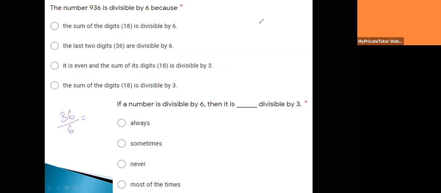Okay, so I got an answer in the chat. Just a moment. Need to open the chat. Yeah, always. Excellent, Anushka. So why always? Because if we are dividing by 6, obviously we are using the rules for 2 and 3, right? So obviously it is divisible by 3 always. Excellent.